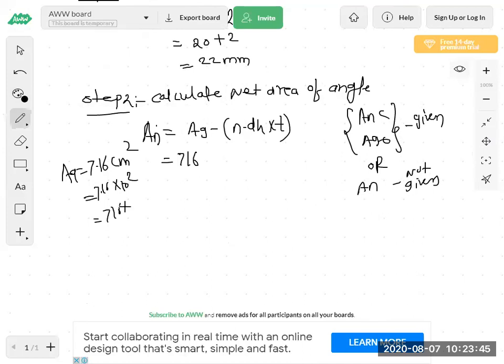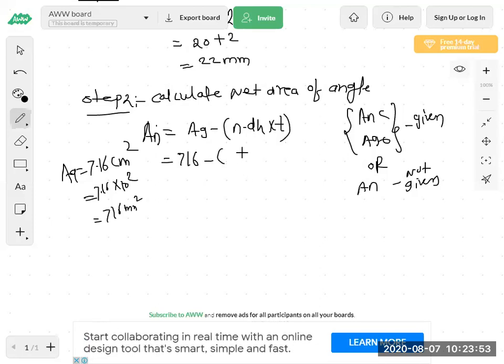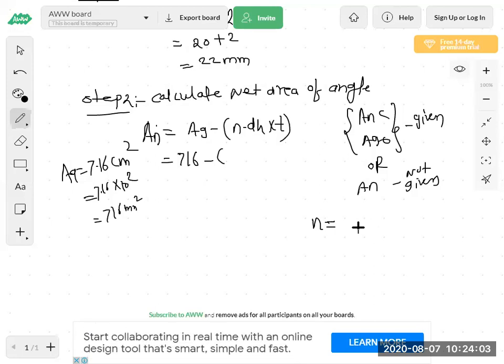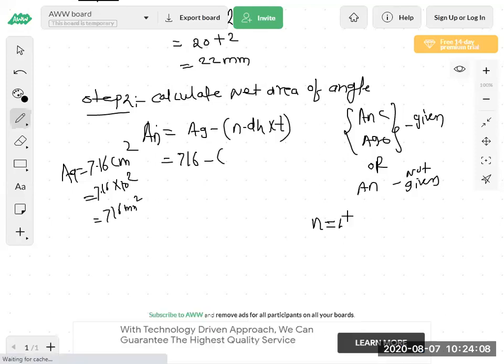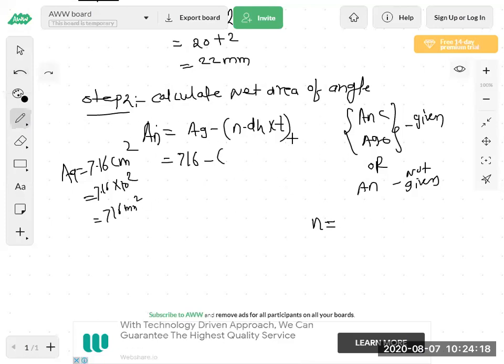Is equal to 716 mm square. Are you getting? So 716 minus n. What is n here? N is equal to number of bolts? No. As I have told you, I have given the procedure. N is equal to number of rows here. Number of bolts are not given in the problem statement. Then number of rows. See the procedure, whatever procedure I have given.